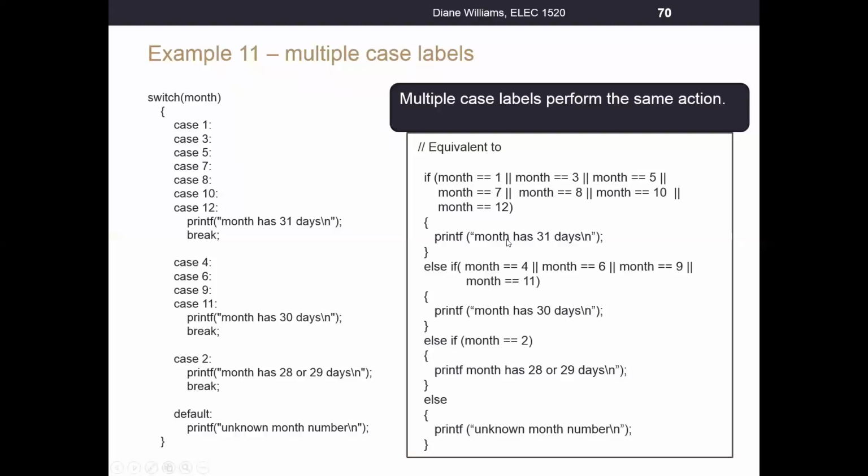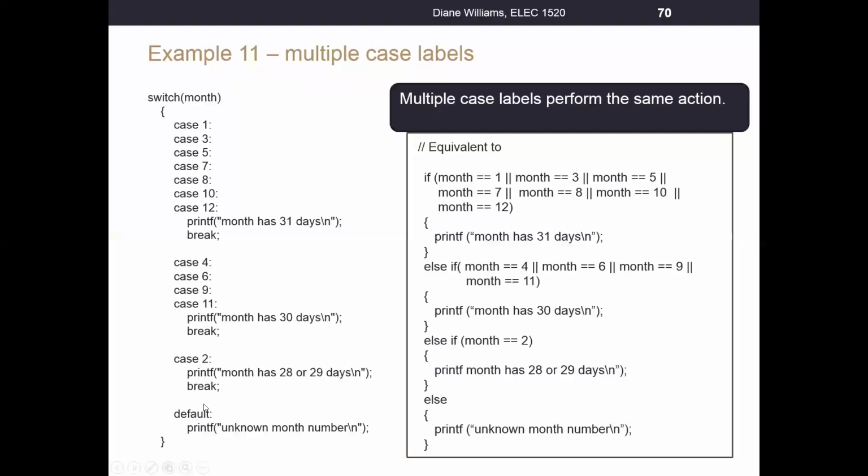Month has 31 days. And then we go on to test else if, and we check for months with 30 days. All right, well, let's look at this. Here we have 7 different months that have 31 days. What we can do in terms of converting this to a switch statement is we can say switch on month, and then we can list all of these cases, case 1, case 3, 5, 7, 8, 10, and 12. So when any of these are true, it will execute this one action, this message month has 31 days.